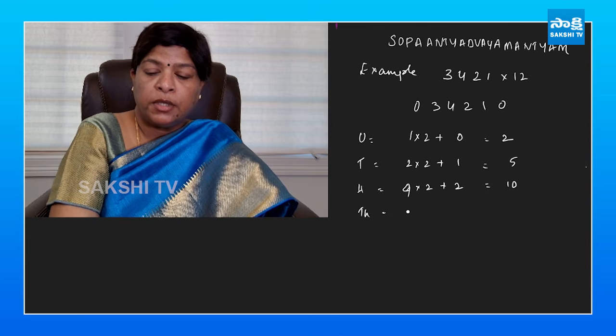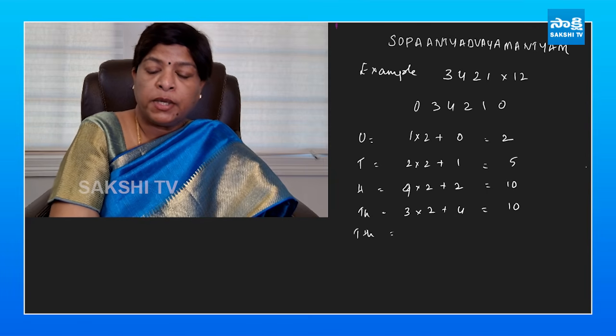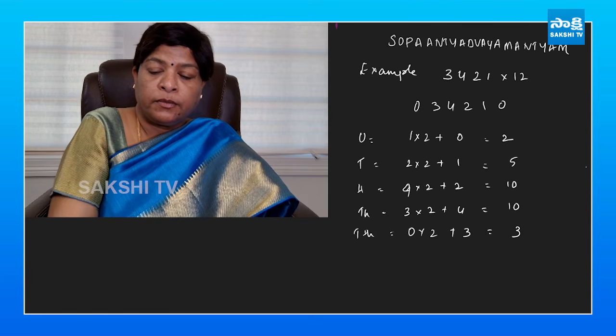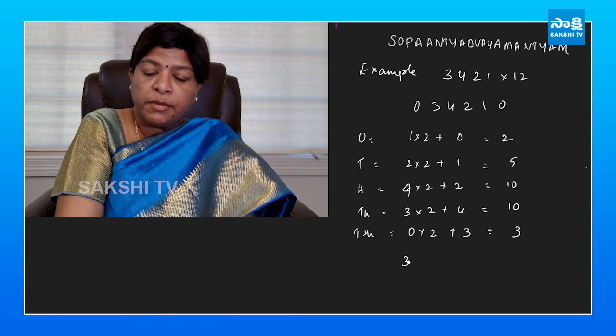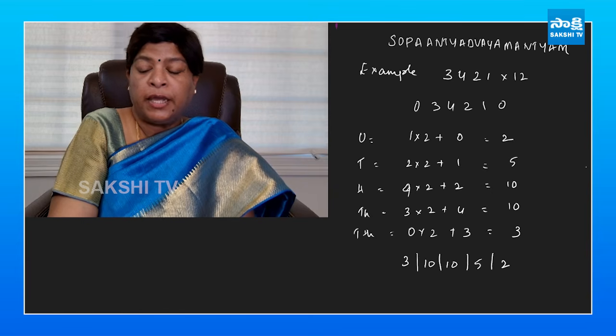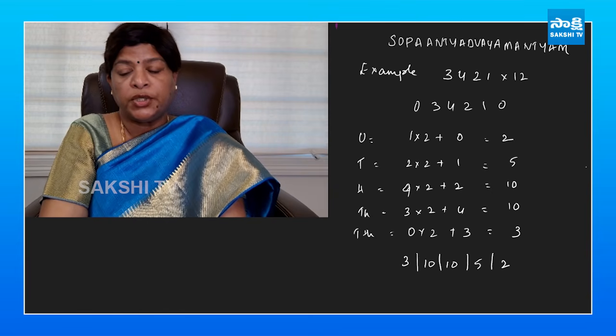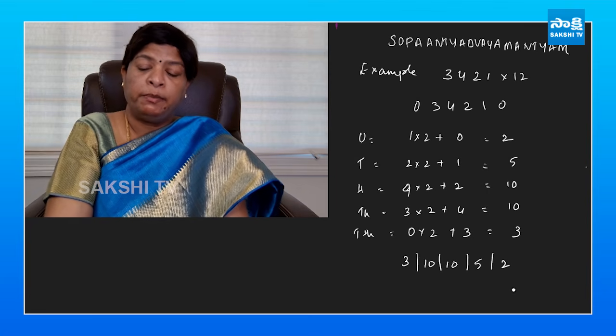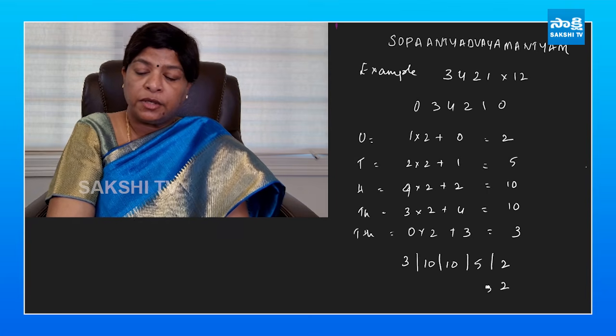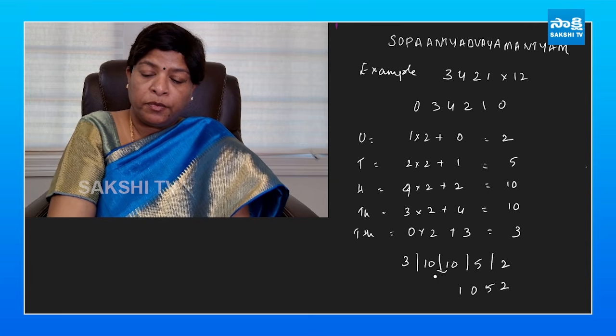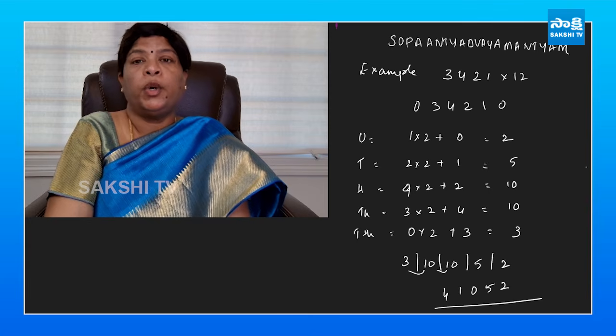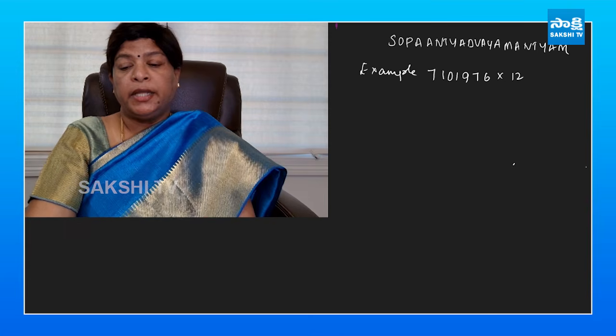Thousands place is, and 10,000s place is, so we write down these numbers as follows, and then since we have more than a single digit in a place value, we apply the balancing technique. So the final answer is going to be 41052. Here, let's see another example.